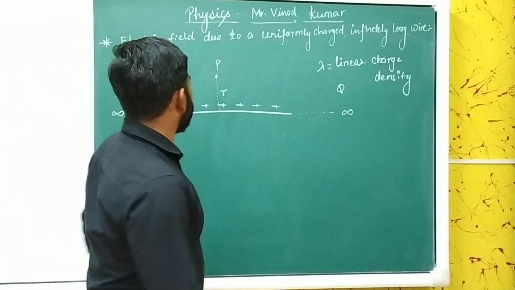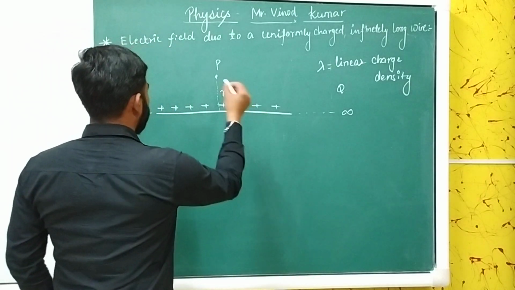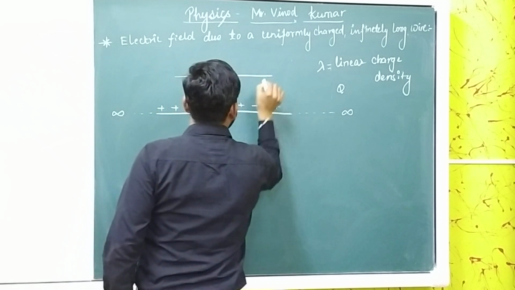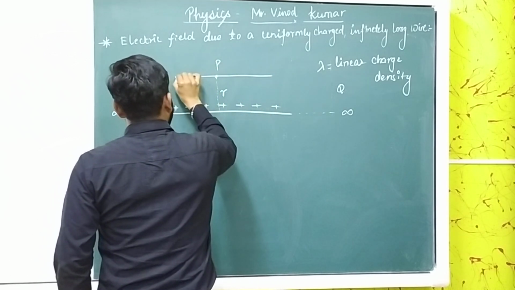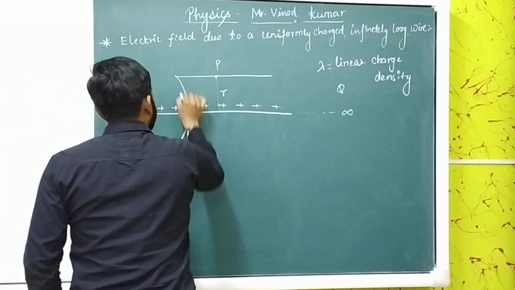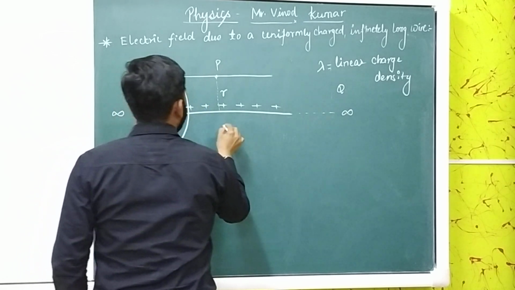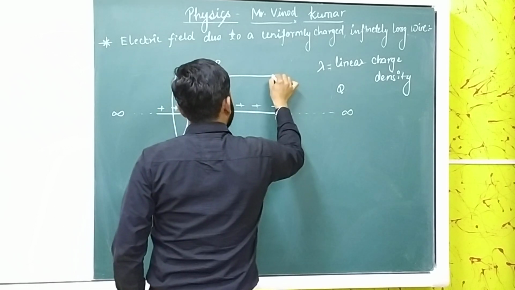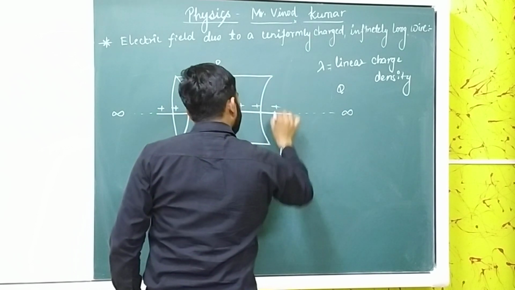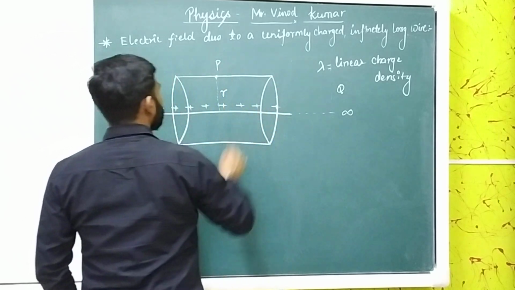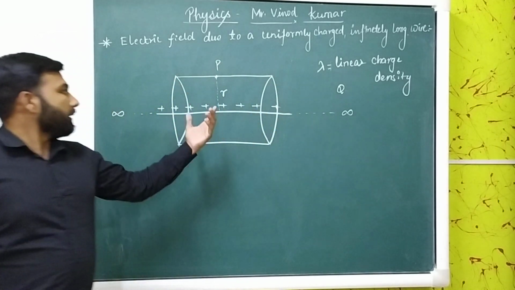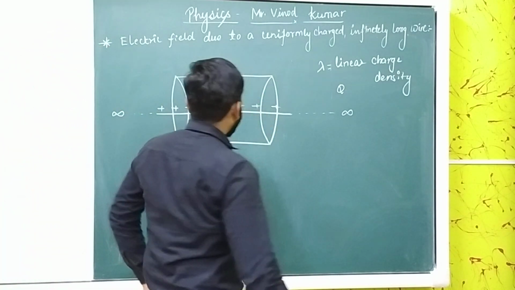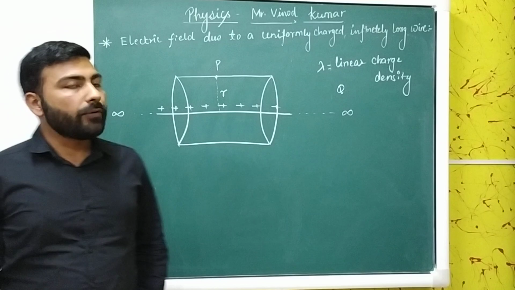Now let us assume that there is a Gaussian surface, and that Gaussian surface is of the shape of a cylinder. So we are going to draw a cylinder of radius r, such that it forms a Gaussian surface. This is the cylindrical Gaussian surface which we have drawn, and now we are going to find the electric field due to it.